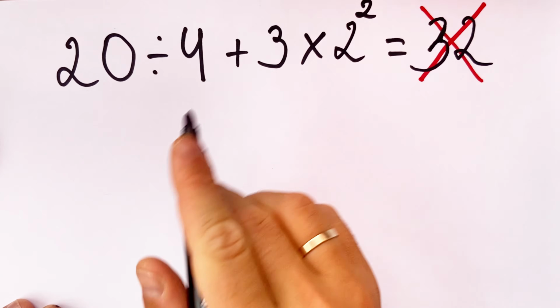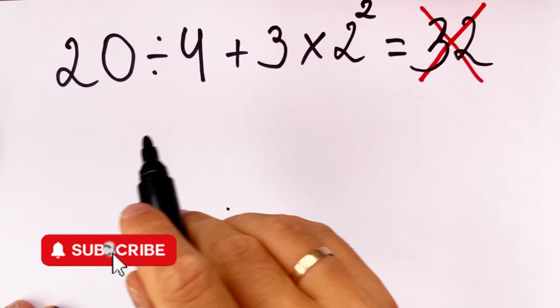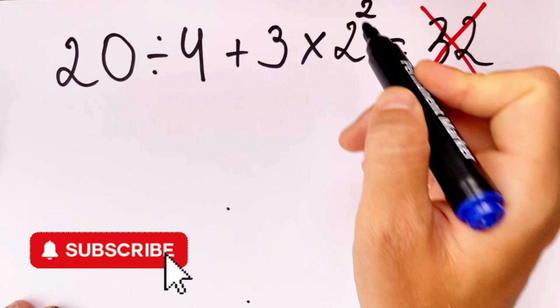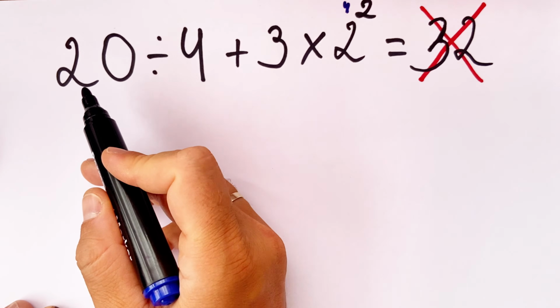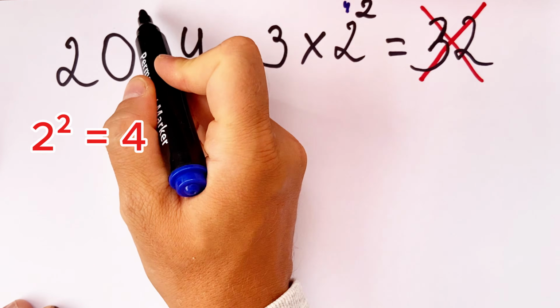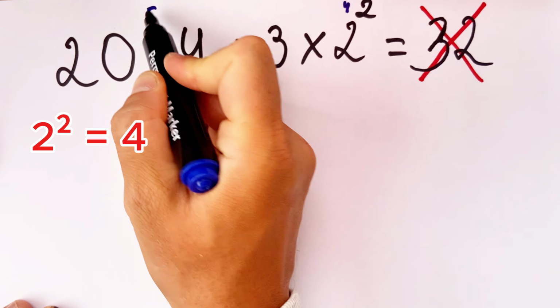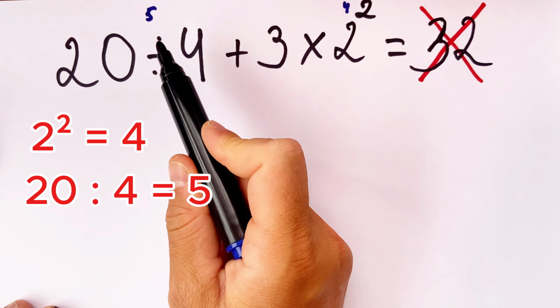Here's how most people solve this incorrectly. They work from left to right just like reading a sentence. They see 2 squared, so they calculate 2 squared equals 4. Then they work left to right. 20 divided by 4 equals 5.